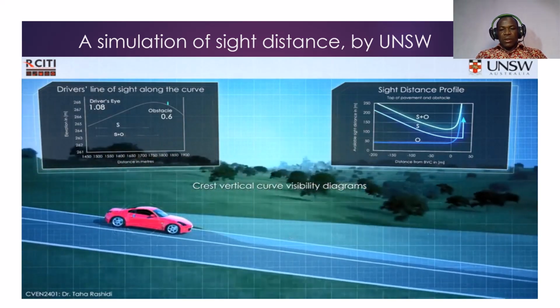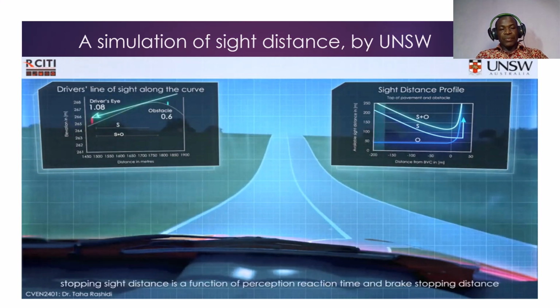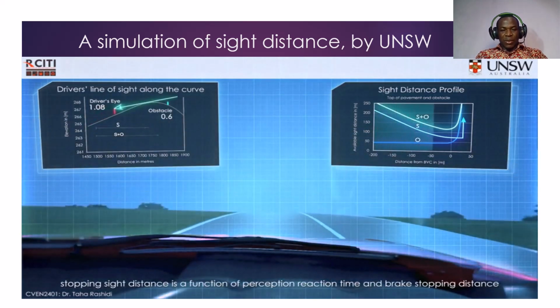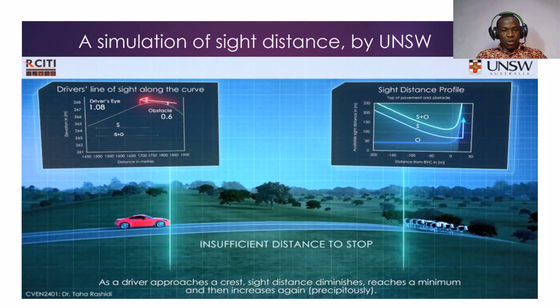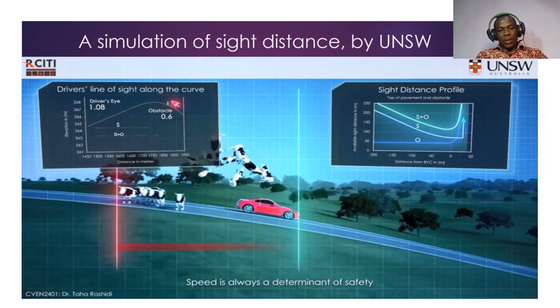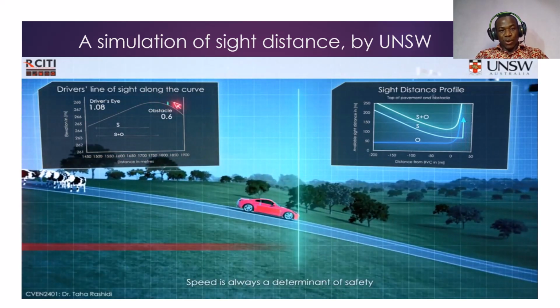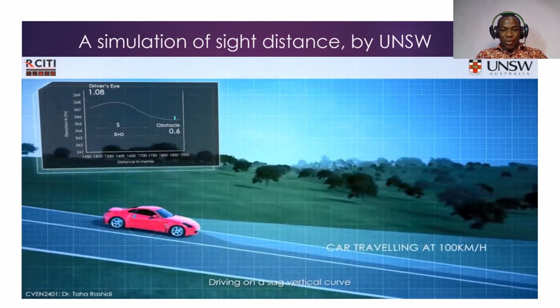Now look at this in a vertical profile. When it comes to a crest curve, you would notice that there is not sufficient space in this case. It has seen the obstacle, but there is not sufficient distance to stop before it, and it has collided with the cows. And if you're in the north of Nigeria, this is a big deal. If you hit one cow, you're in trouble.